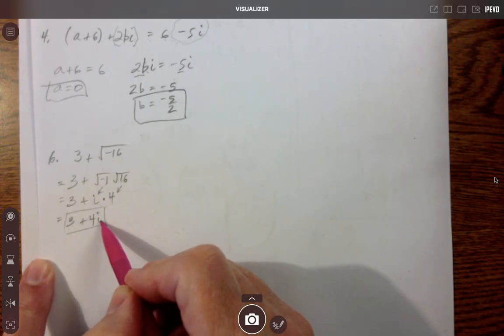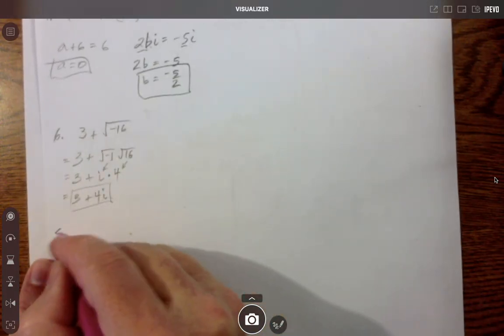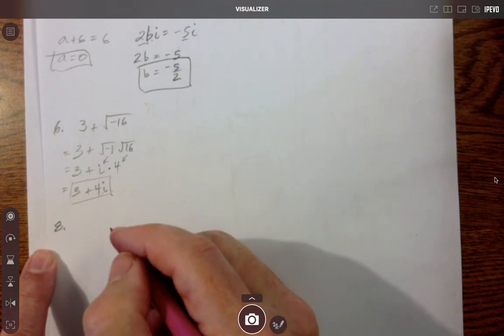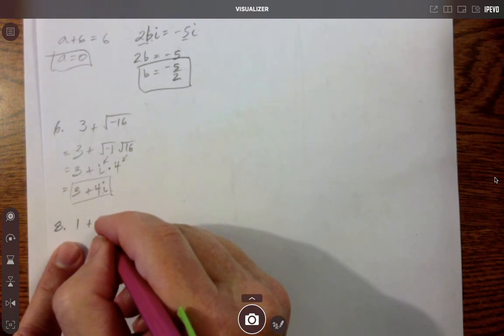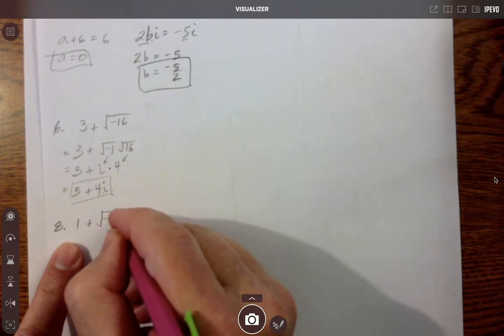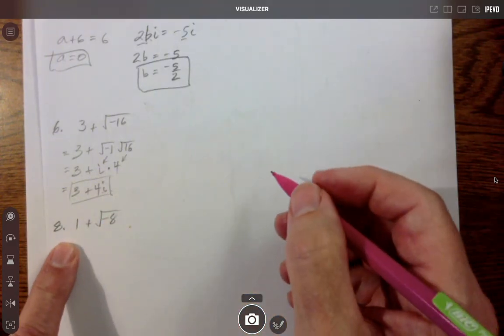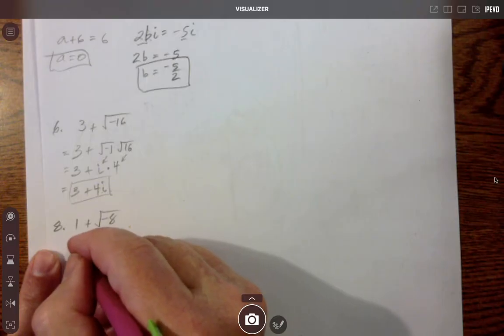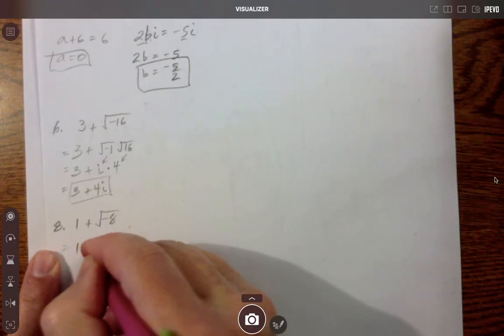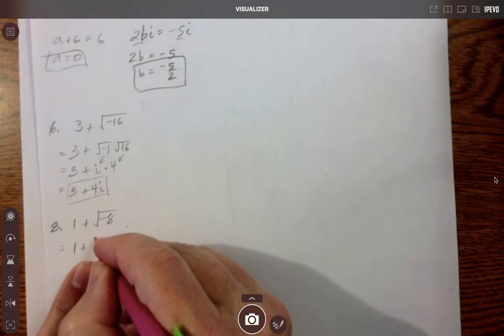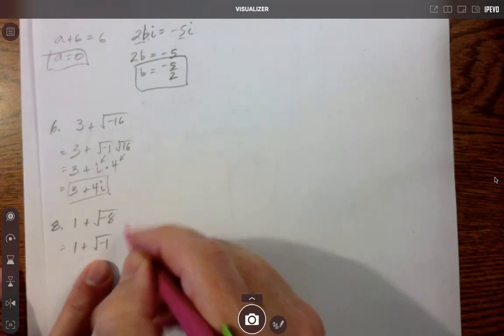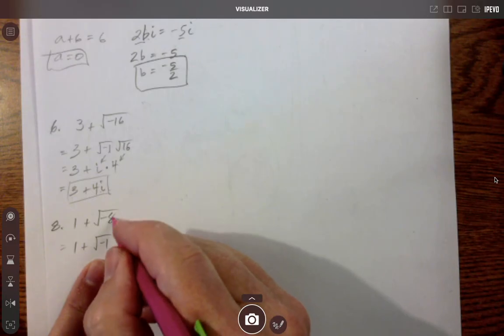Okay, let's look at another example, number 8. So number 8 is 1 plus the square root of negative 8. Okay, so 1 plus, now that negative can come out as the square root of negative 1. And 8 can simplify.